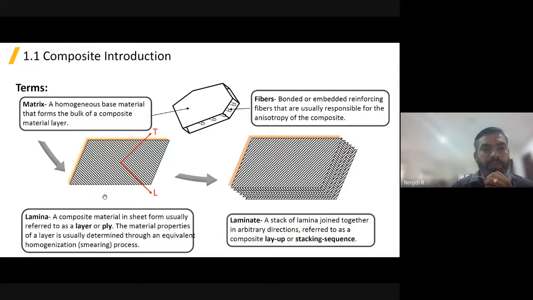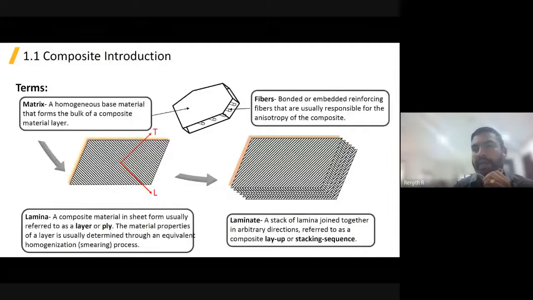The second one is lamina, which is a sheet usually made up of fibers. You can consider it as a surface. From the analysis perspective, you can consider it as a shell element or a surface element. The third one is laminate. If we combine these laminas together, we will get a laminate.